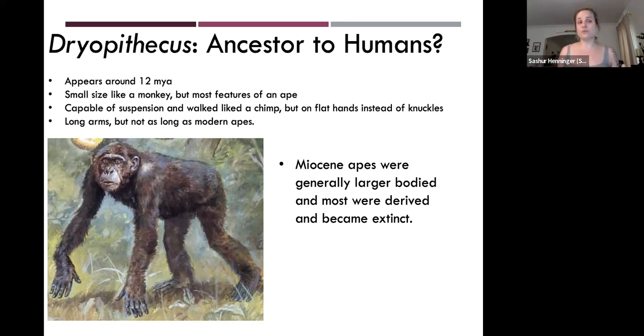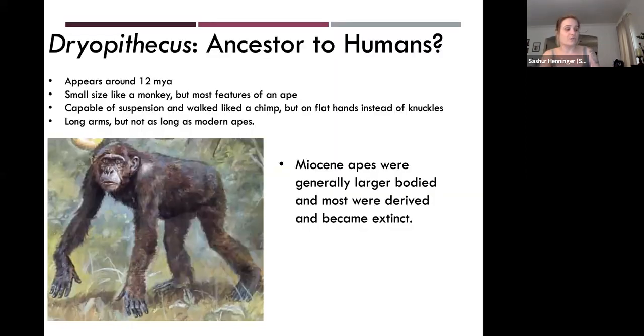Now, the large majority of Miocene apes were super derived to their environments and ultimately went extinct, but a few of them certainly evolved towards the modern living primates that we know of today, including ourselves.